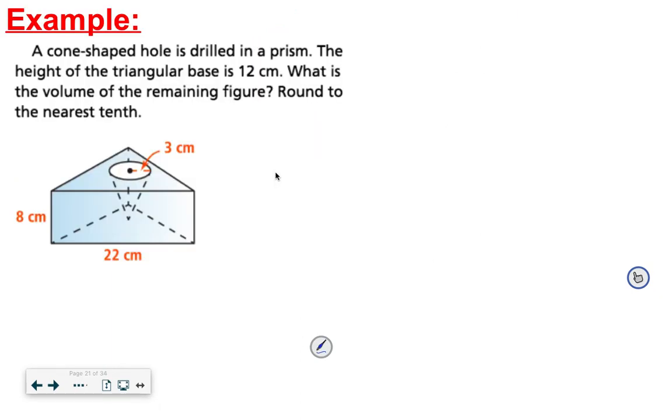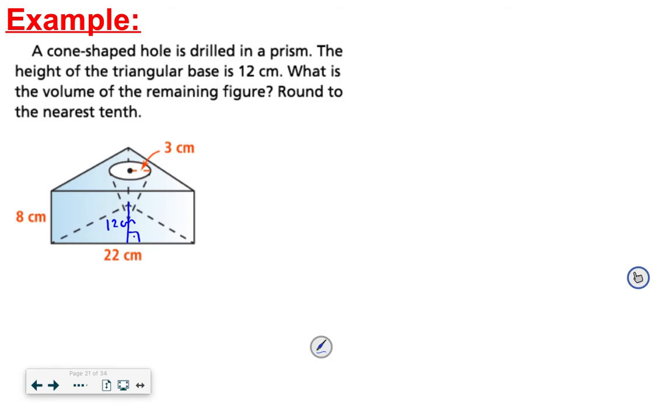This is the next question. A cone-shaped hole is drilled in a prism. The height of the triangular base is 12 centimeter. What is the volume of the remaining figure? Round to the nearest tenth. Alright, ladies and gentlemen, we know that the height of the prism is the base area. The height of the triangular base is 12 centimeter.